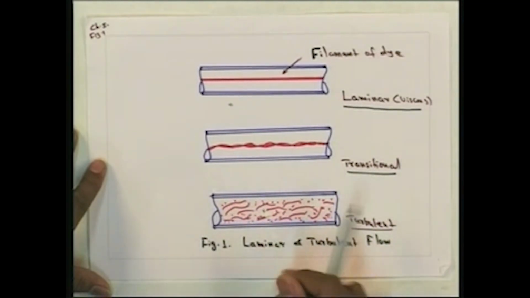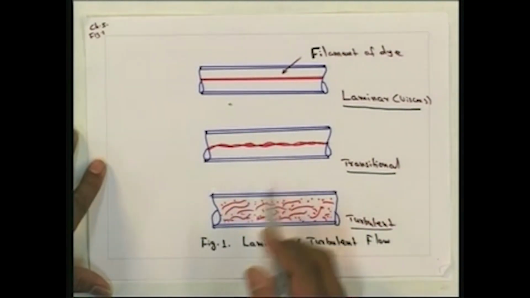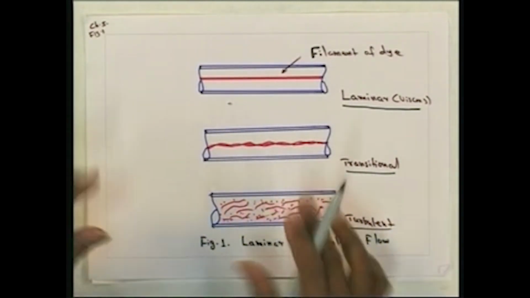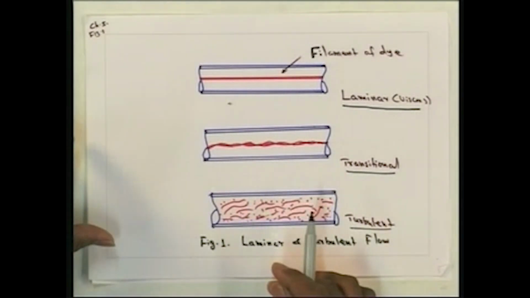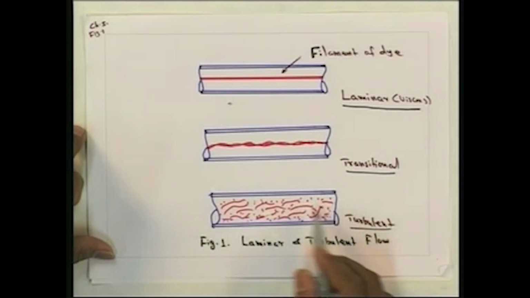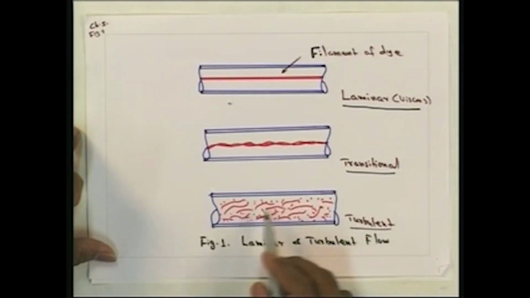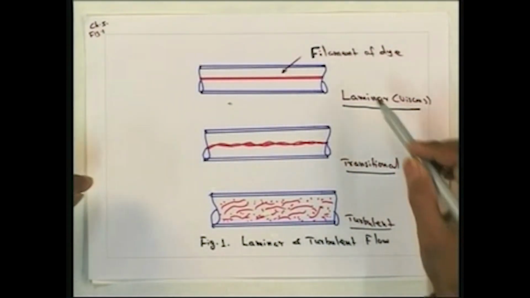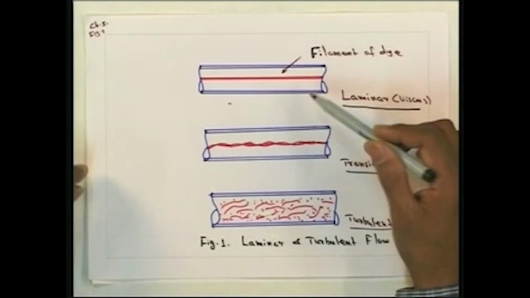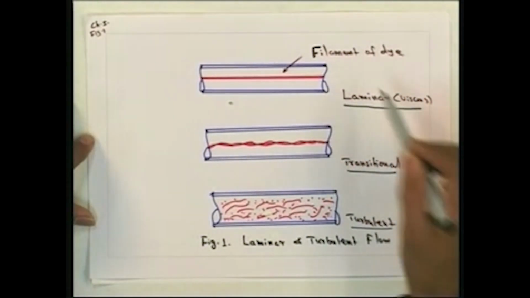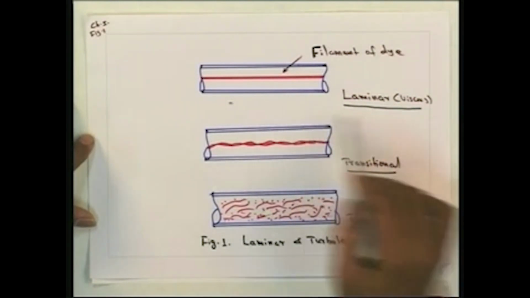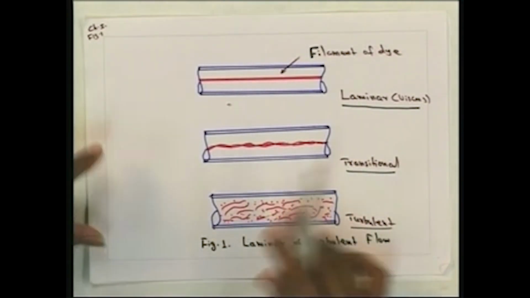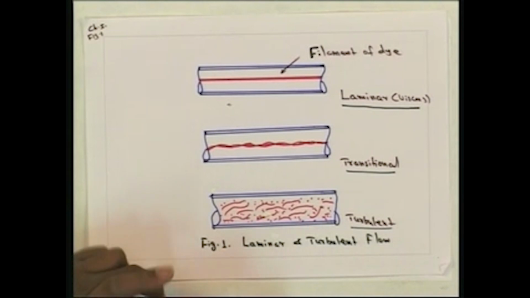Finally, when the velocity is further increased, the dye is totally mixing within the fluid. There is a lot of disturbance, the fluids are intermixing, and the dye mixes totally with the fluid inside the pipe. So initially, when the velocity is small and we inject only a small filament of dye, it is laminar. When the velocity is increased, it becomes a transitional flow, and finally a lot of mixing takes place and it becomes turbulent flow.